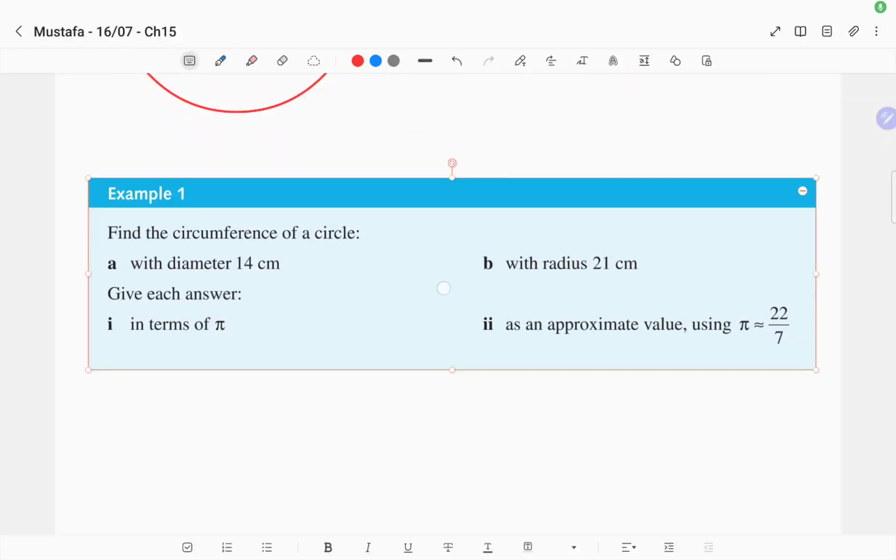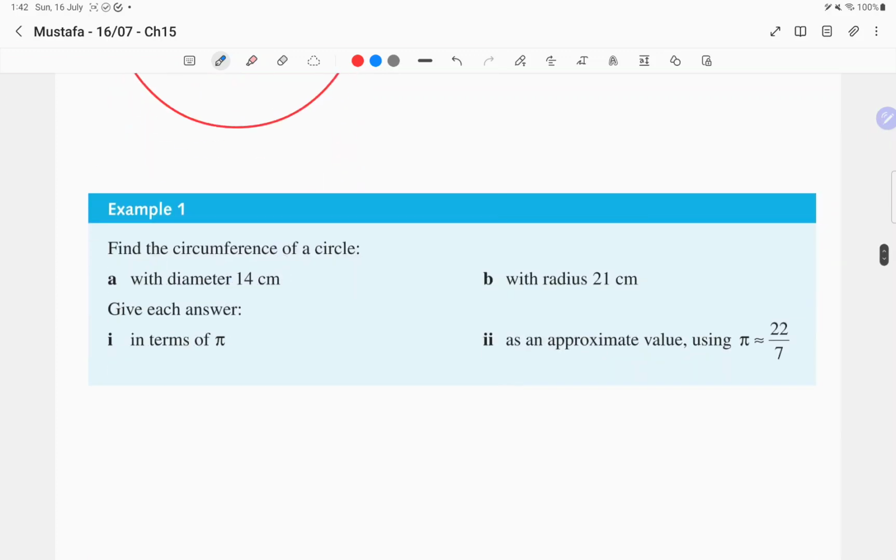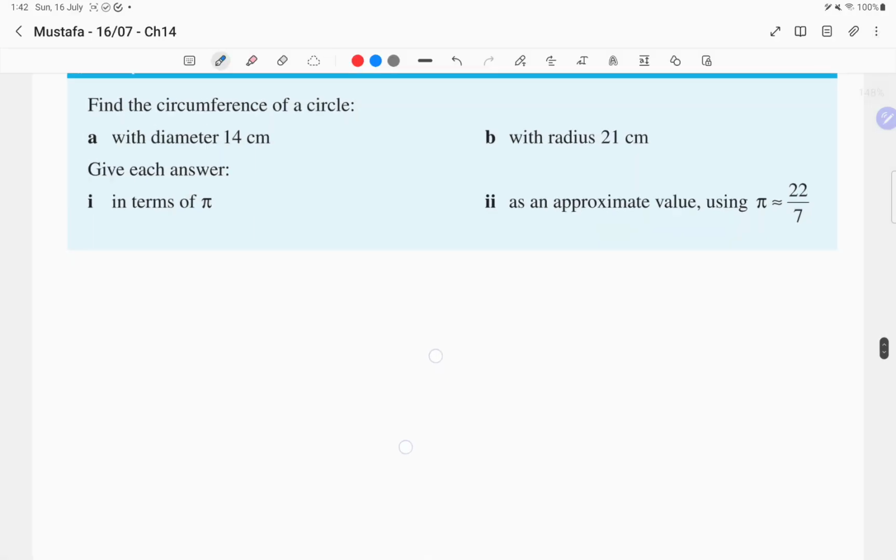So we just went through drawing a circle and sector, stuff like that. So we're moving on to 14b. Let me change this one up. Should be chapter 14. Now, example 1.